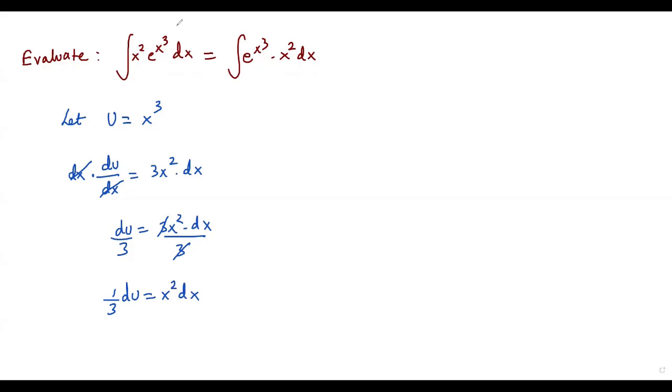Now let me go back to the original integration. Here, this x cube can be replaced by u, because I assigned a new variable u for this x cube. Then it will become e to the power of u times, for this x squared times dx, I can plug in 1 over 3 times du. Because this stuff is equal to x squared times dx, I'm getting 1 over 3 times du. When I integrate, whenever the variable part is multiplied by some constant, the constant can be moved out of the integral. Then this constant 1 over 3 can be moved out of the integral. Then I'm getting 1 over 3 times the integral of e to the power of u times du.